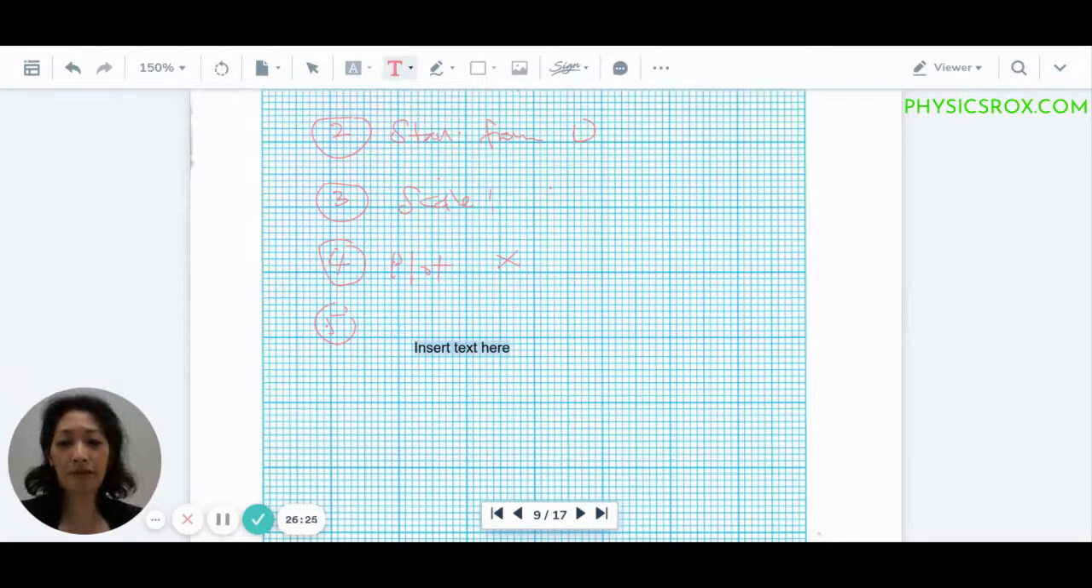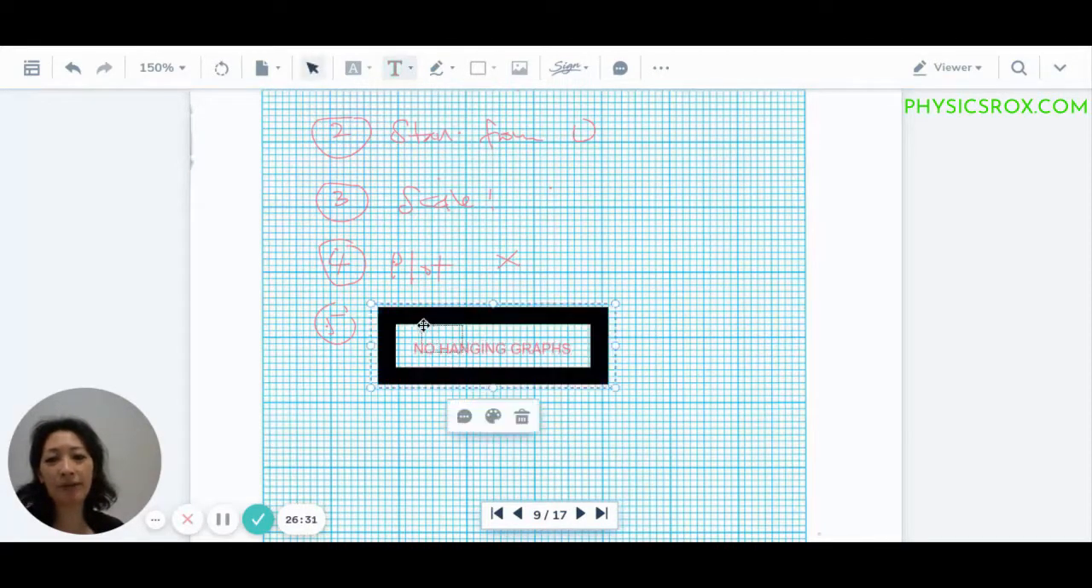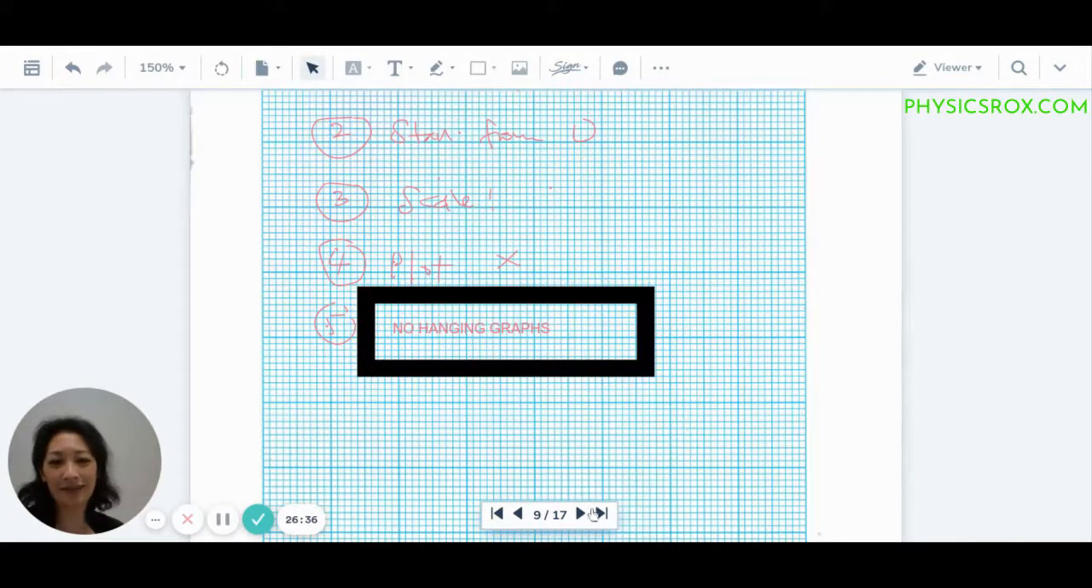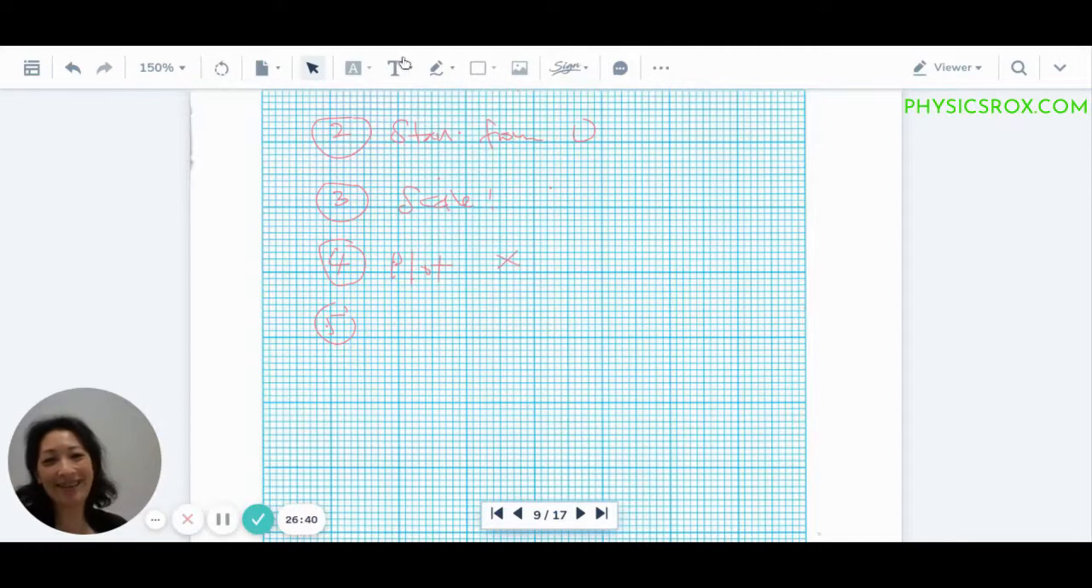So, no hanging graphs. Let's make this a little bigger so that you guys can see. Okay, not that big. I don't know where this came from. Let's try that again. It's so frustrating.